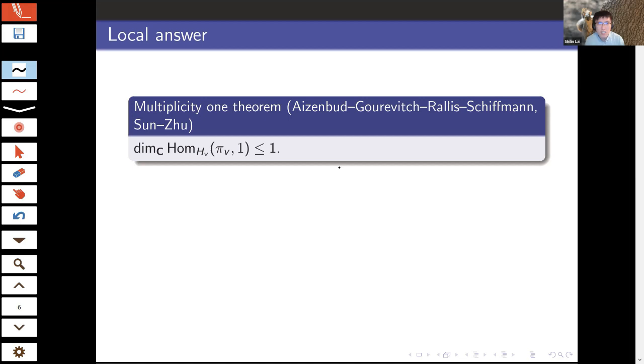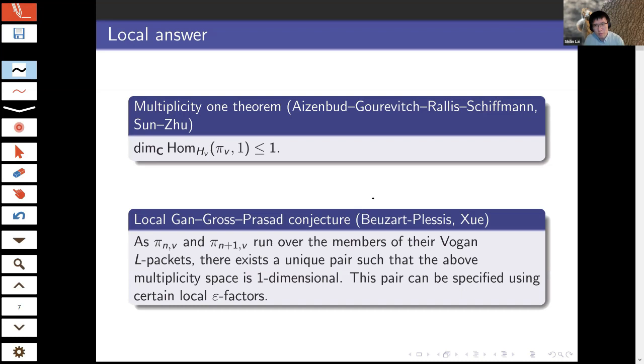This was known in the early 2000s, maybe, and Waldspurger also did it for the p-adic case. And Sun did it for the Archimedean place. And we can ask for a more refined version: when is the multiplicity actually one? This is the local Gan-Gross-Prasad conjecture, which is also known. Again, Beuzart-Plessis did it for the p-adic case. Xue did it, with completely different methods, for the Archimedean place.